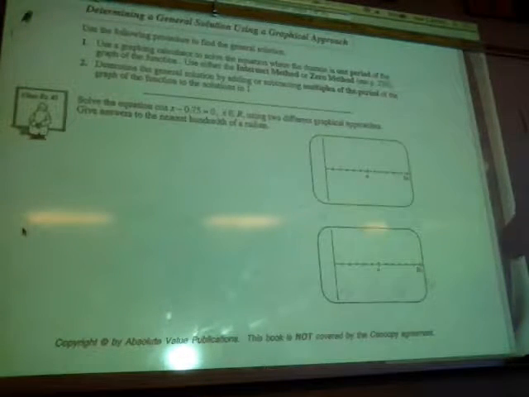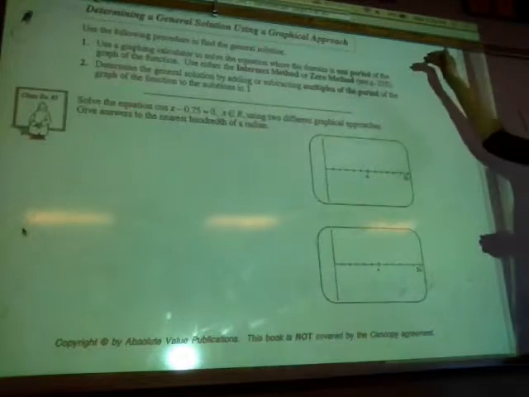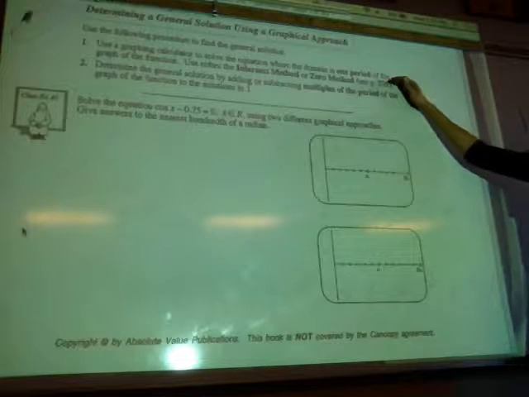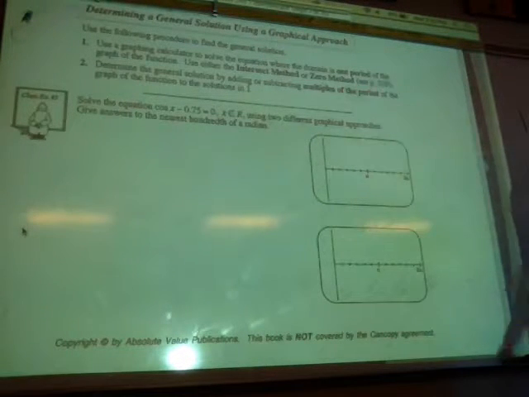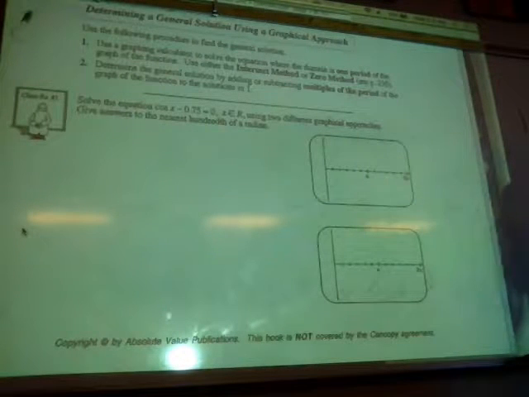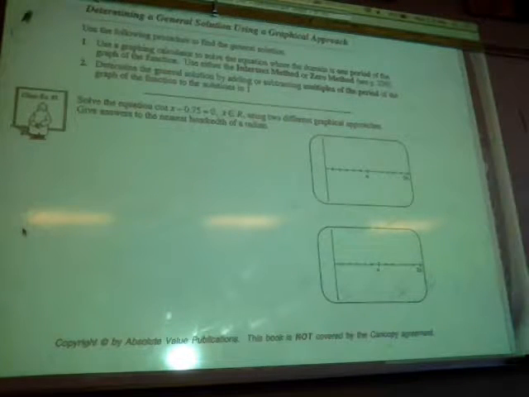Before we do that, I'll just summarize some of the steps. We can basically graph this by using the intersection method or the x-intercept method, or zero method. And then we determine our general solution by just adding the period to those solutions. Okay, so Jose, what method would you like to use? The intersection method or the x-intercept method? We're going to do both, so it doesn't matter.